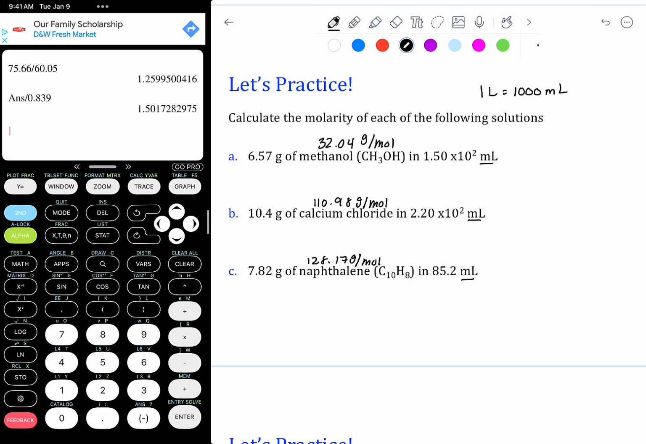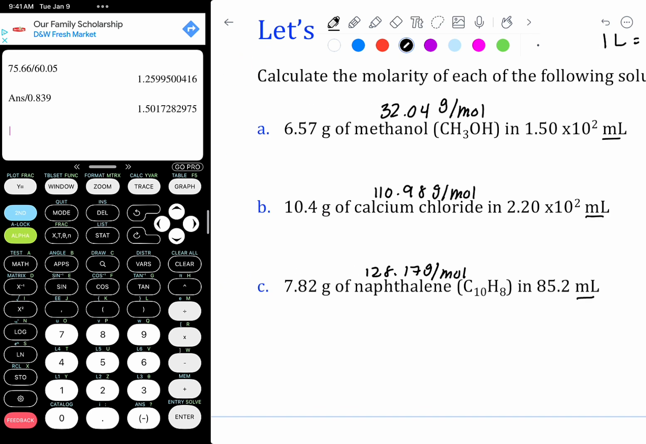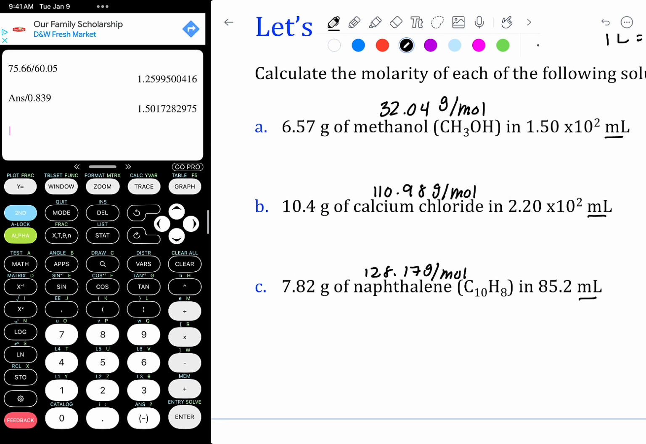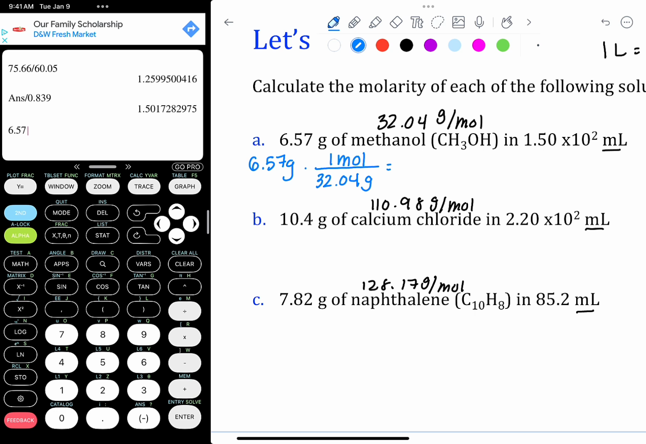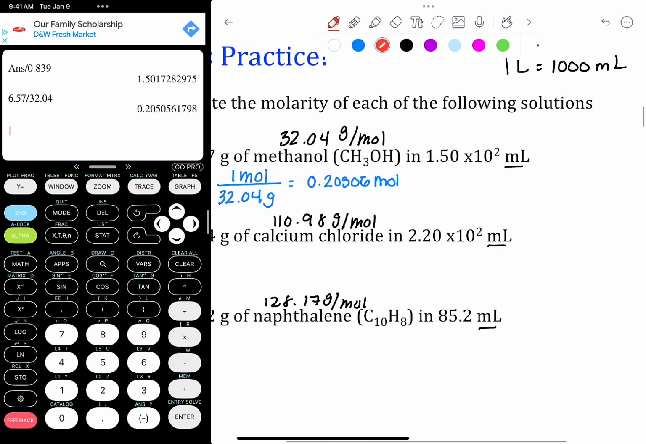The first step for each of these problems is to convert all of our values into the proper units. So the first thing we want to do is take our masses, 6.57 grams, and divide them by their molar masses. We'll do one at a time. 6.57 divided by 32.04. So we get a mole value of 0.20506 moles.